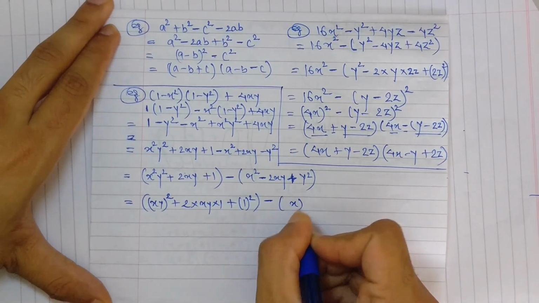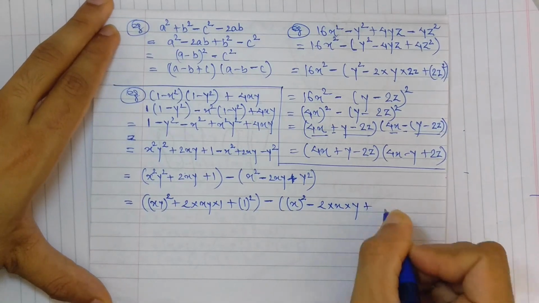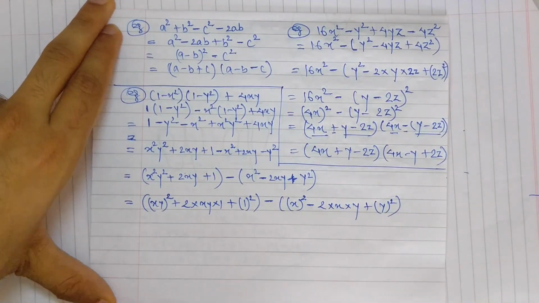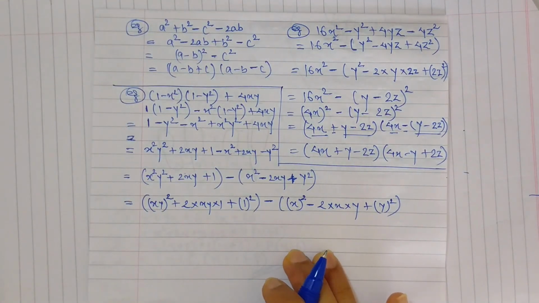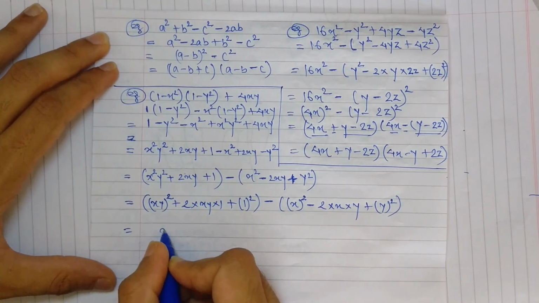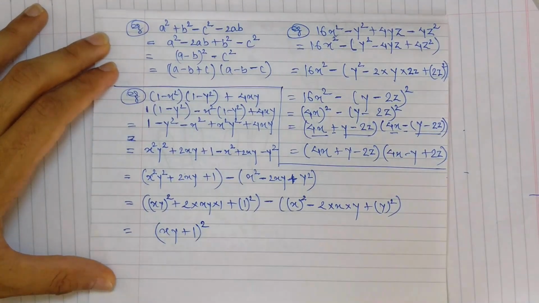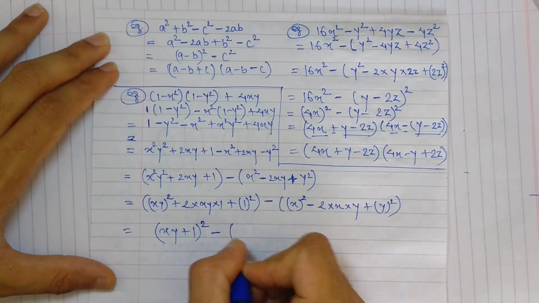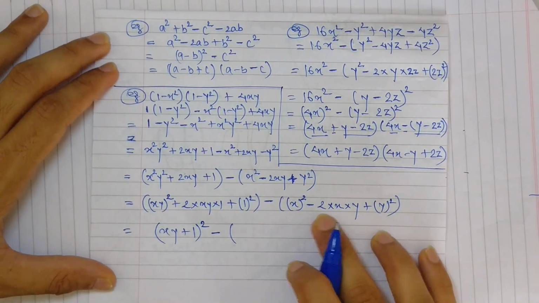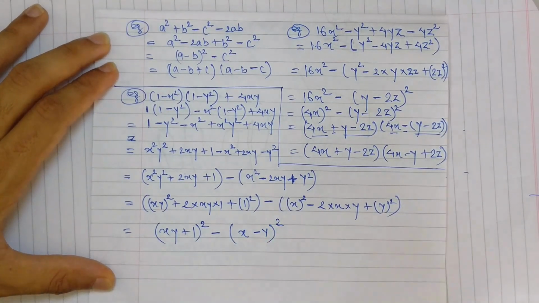Minus, this is also of the same form, a square minus 2 into a into b plus b square. So these both are perfect square trinomials, that is of the form a plus b the whole square and a minus b the whole square, right? A square plus 2ab plus b square is a plus b the whole square, that is xy plus 1. This is your a, this is your b, and this is the whole square. Minus, this is of the form a square minus 2ab plus b square, so a minus b the whole square.